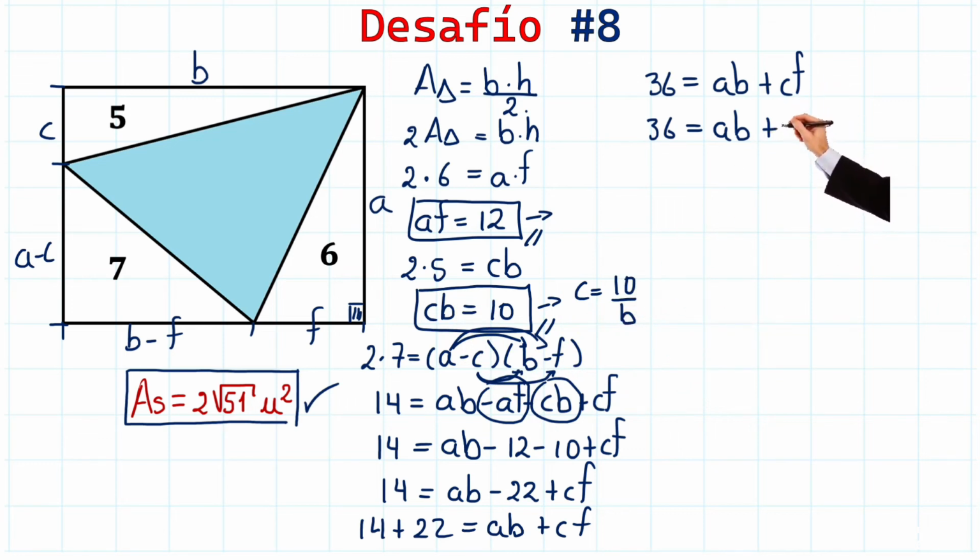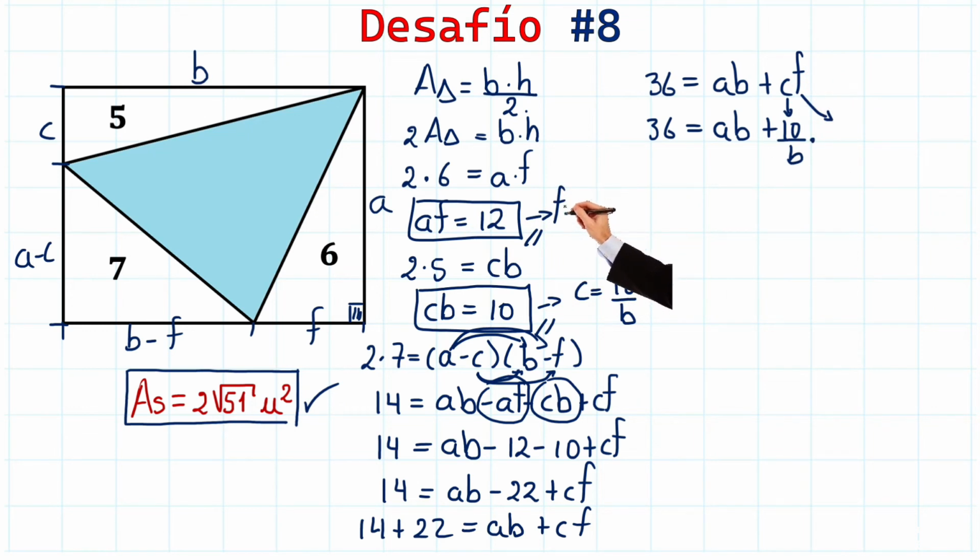Very good. 10 over B. And here, instead of putting F, notice that C is multiplied by F. We will isolate F from this. It gives us 12 over A. Very well. It's 12 over A. Great. And what do we have here? Well, up here we have A times B, or B times A, and down here also B times A. Very well. And let's see what happens now.